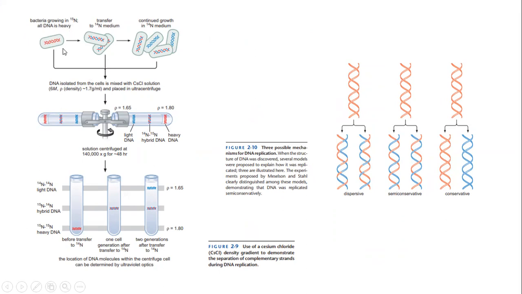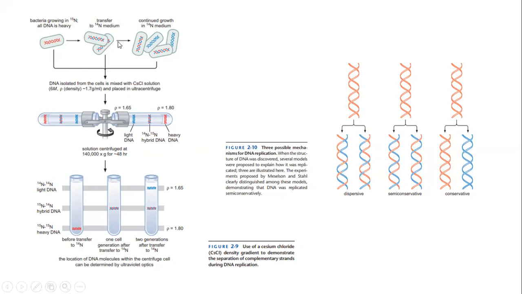So, after finishing the first generation, they were transferred to a medium with N14. Okay. Instead of N15, they were provided with N14 in the medium. And they were allowed to continue their growth in N14, in that particular medium itself. And the DNA was isolated from the bacteria during each stage.